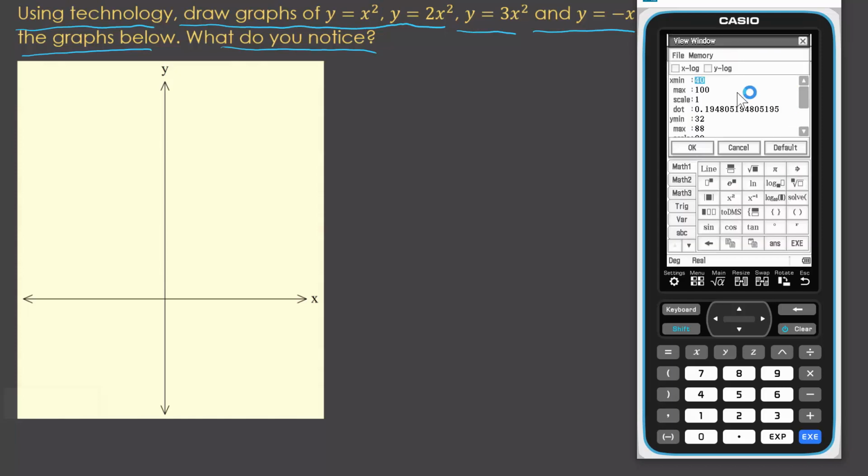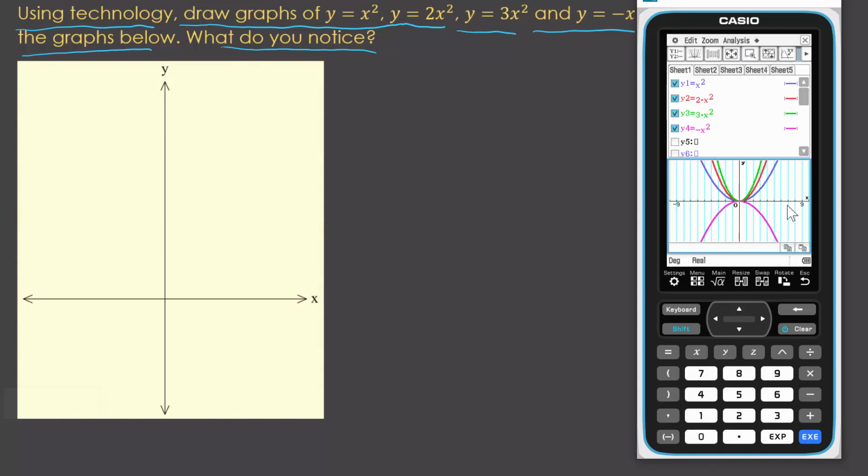So if I go to here, what I'm going to do is just go negative 10 to 10 for my x's, and for my y's, I'm going to do negative 30 up to 30. If I OK that, I should get all of the graphs, and you can see them just there.